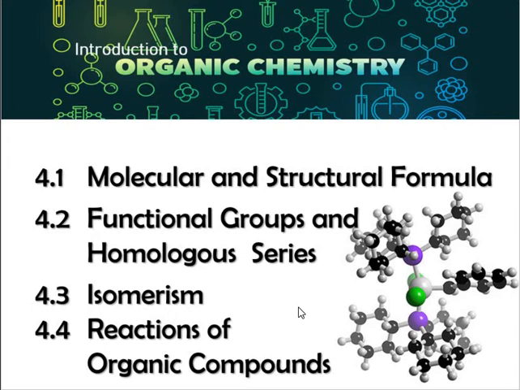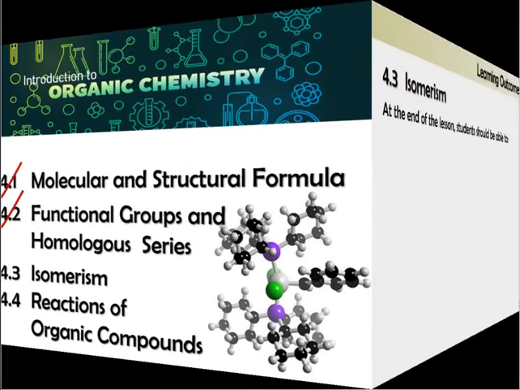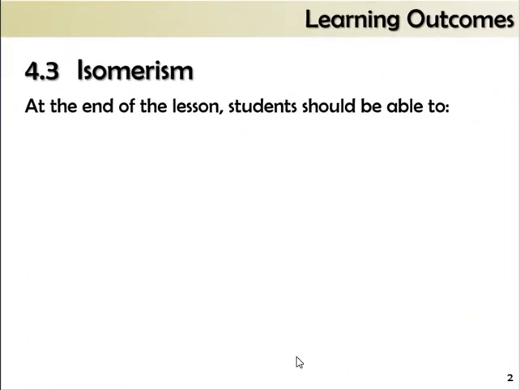So we are still in Chapter 4, Introduction to Organic Chemistry. We have done 4.1 and 4.2. Today we want to look at 4.3, isomerism, but we just focus on learning outcomes A and B only, alright? Take a look at the learning outcomes for today's lesson.